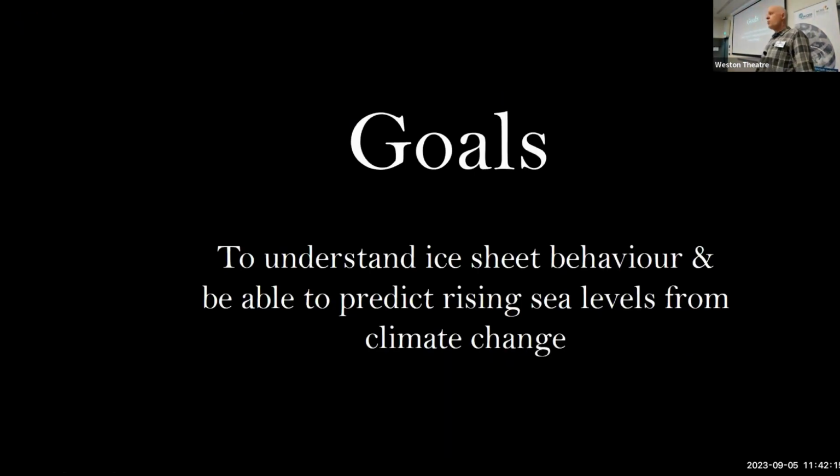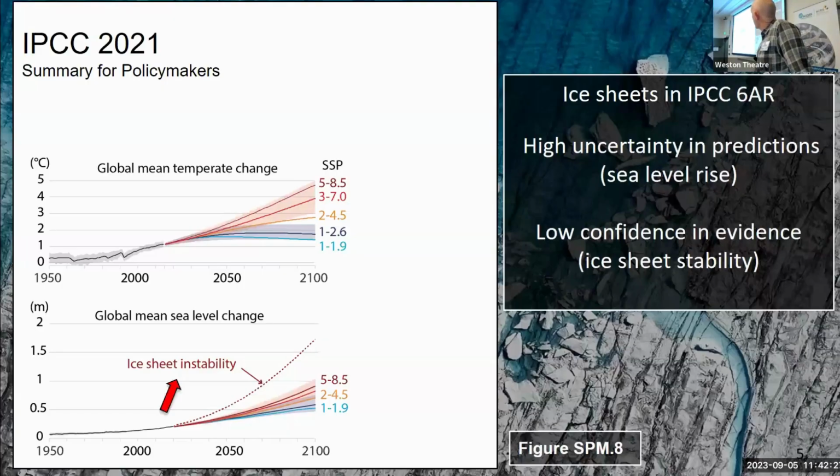So the goals in our community are really to understand ice sheet behavior and be able to predict sea level rise over the coming decades and centuries from climate change. If you look at the latest report from the Intergovernmental Panel on Climate Change, the likely sea level rise in this century is somewhere between 0.5 meter and 1 meter. But the IPCC also candidly state that we can't really rule out sea level rise on the order of 2 meters. So what's going on?